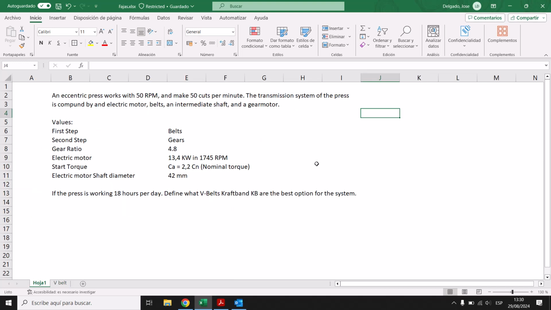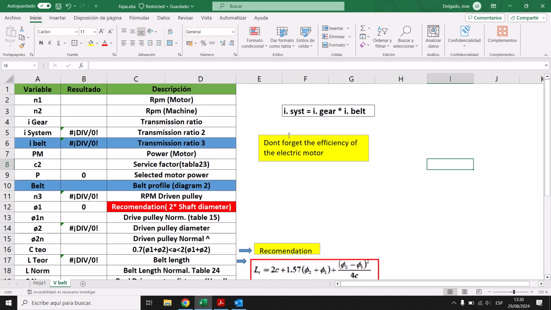Something about this: we don't have the efficiency of the electric motor, but remember, in this case of the power of the electric motor, we should use the theoretical power. So if you have the efficiency, you should divide this power by the efficiency, so you have the real power, because this is the inlet power. So don't forget it. This is the case because we don't have it.